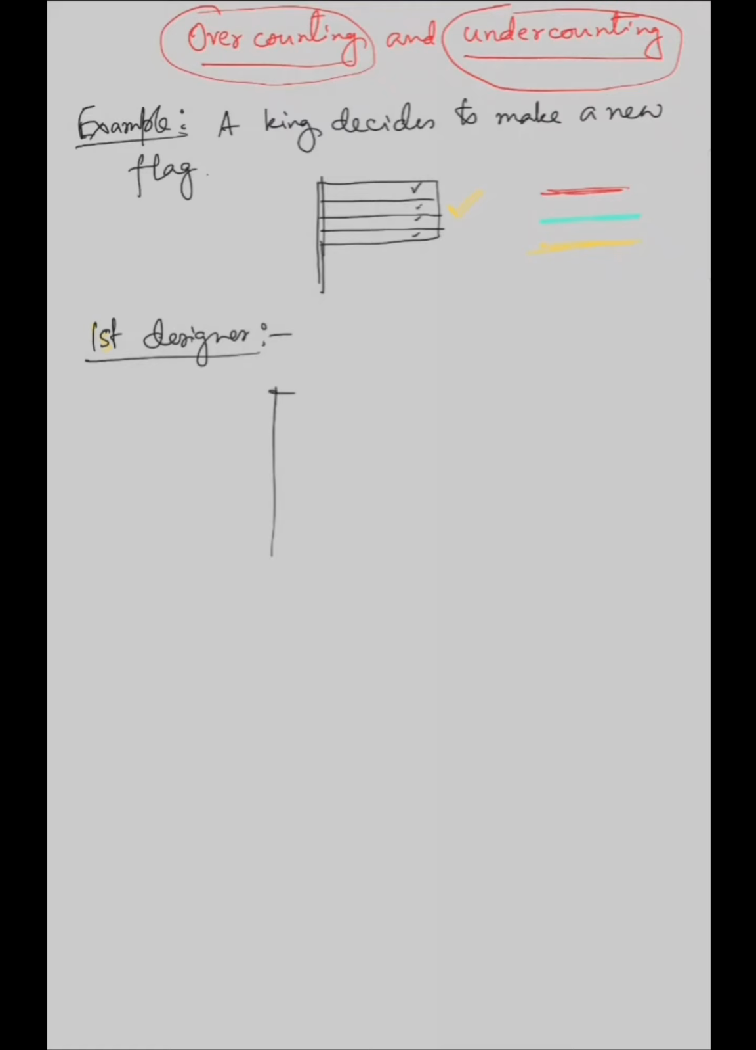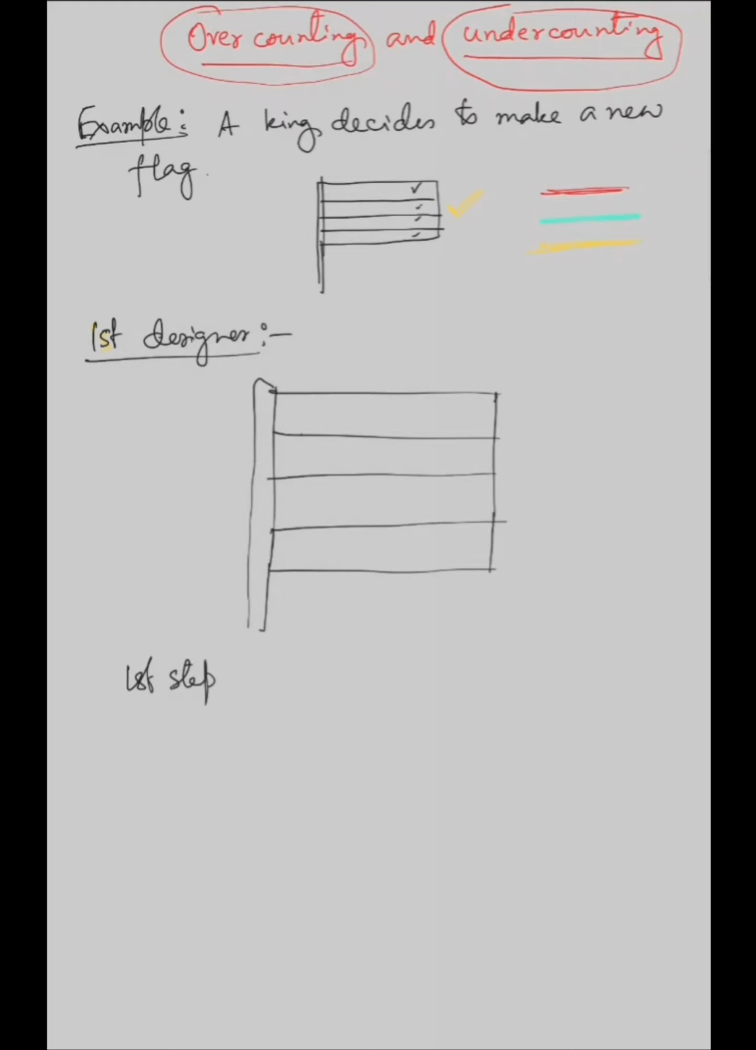Suppose this is the flag, and what is his planning? The first designer would color the first band. In how many ways can he color the first band? In three ways, because three colors are available. So the first band can be colored in three ways.